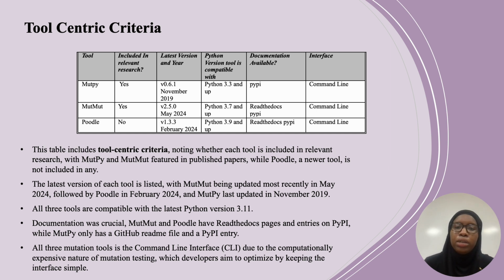Documentation is very important because it tells users how and why the tools work. All three tools have a PyPI page, which is a repository for Python packages where developers can publish and share their software libraries. Only MutMut and Poodle have a Read the Docs page, which is where extensive information about the tool is located. All three tools have a command line interface, or CLI, due to the computationally expensive nature of mutation testing, so this is an optimization technique.